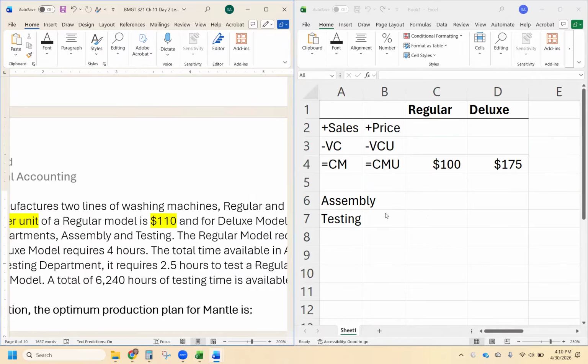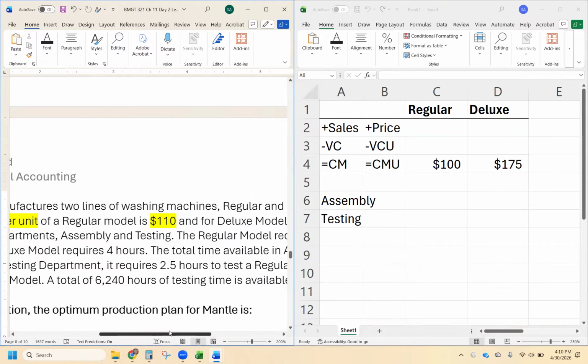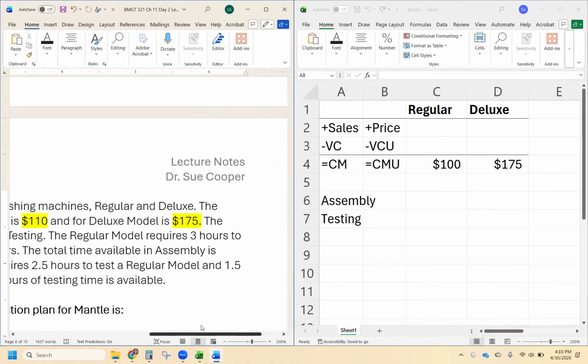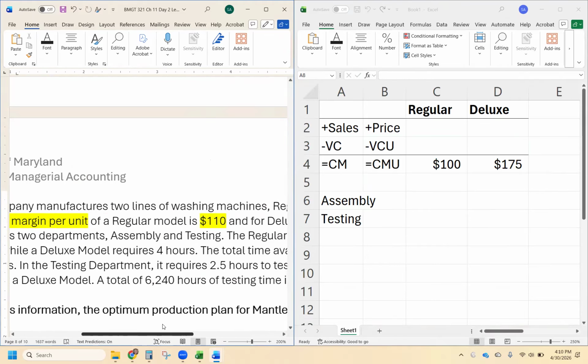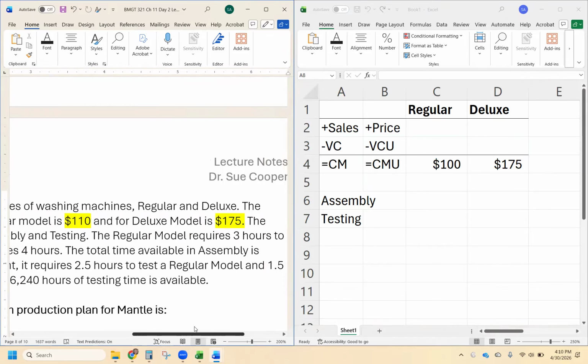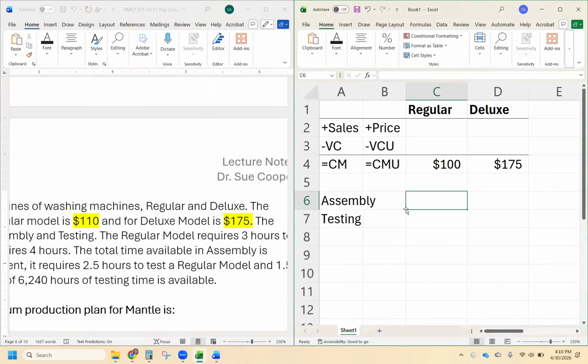All right, so assembly testing. I've got this model here that I'm looking at. The regular model requires 3 hours to assemble. The Deluxe model requires 4 hours to assemble. So this one is 3 hours, and this one is 4 hours per unit. So now that's a little bit more information. So that's assembly per unit.